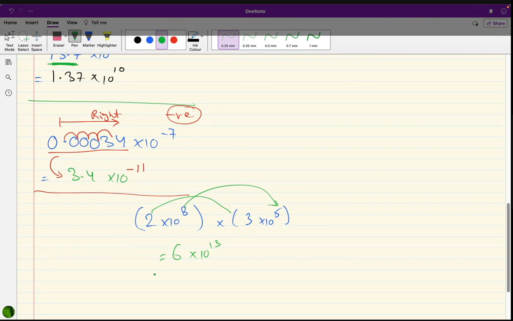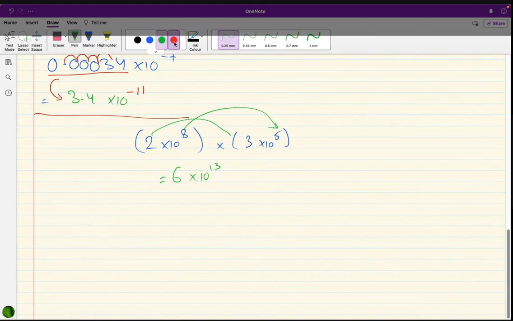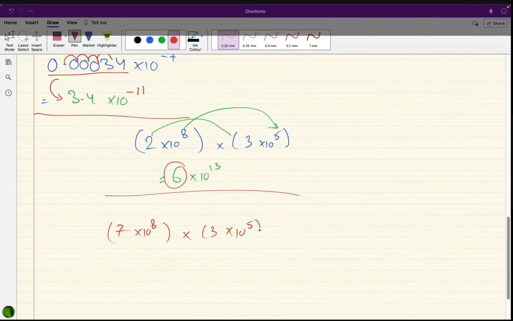This is multiplication. Another example, when we do not get the answer in single digit, for example, 7 into 10 raised to power 8, and this number is being multiplied with 3 into 10 raised to power 5. Now we know bases same, powers add, that would be 10 raised to power 13. And on this side, 7 3 times is 21. This is correct, but not standard form. So 2.1 into 10 raised to power 14. Clear with the multiplication? Yes, sir.